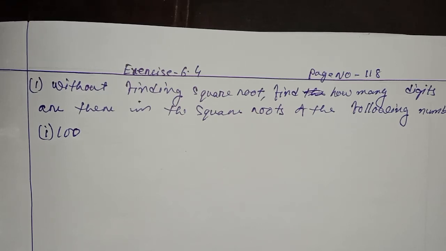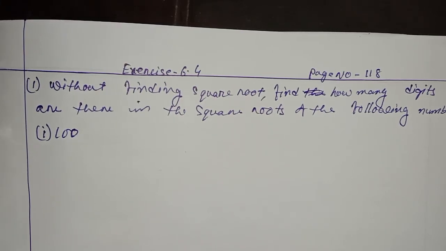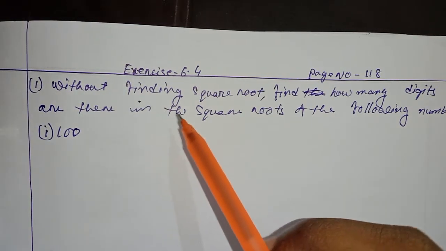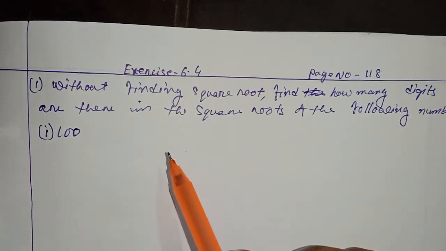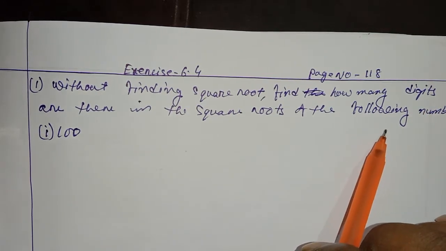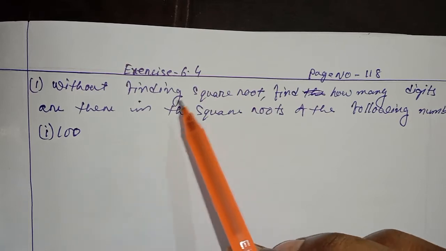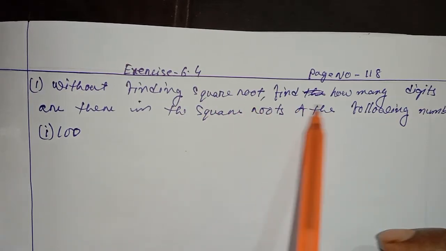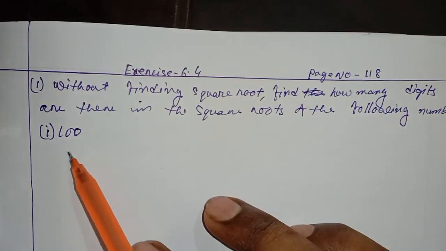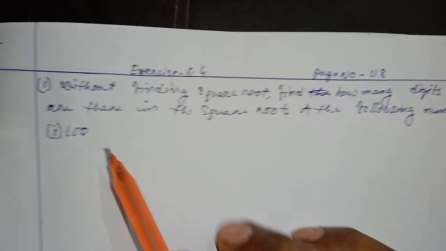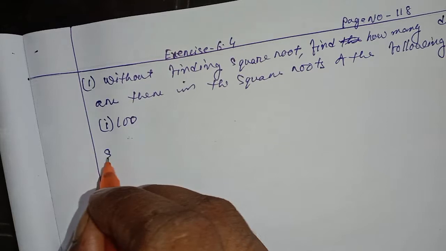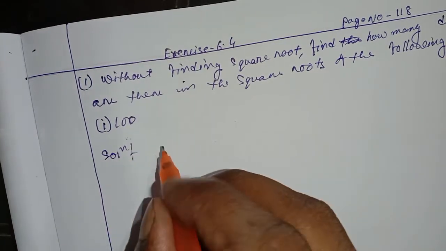Now, today we are going to start exercise 6.4. Here it is given: without finding the square root, find how many digits are there in the square root of the following. Means we have to find how many digits are there without finding the square root. Then how can we find? You just see here, the solution.